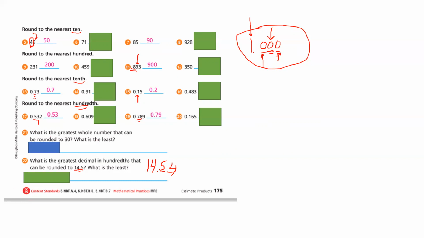What is the greatest whole number that can be rounded to 30? Well, same idea. It could be rounded down to 30 if it's 34. And then what's the smallest? Well, 25 could be rounded up to 30. So 34 and 25.